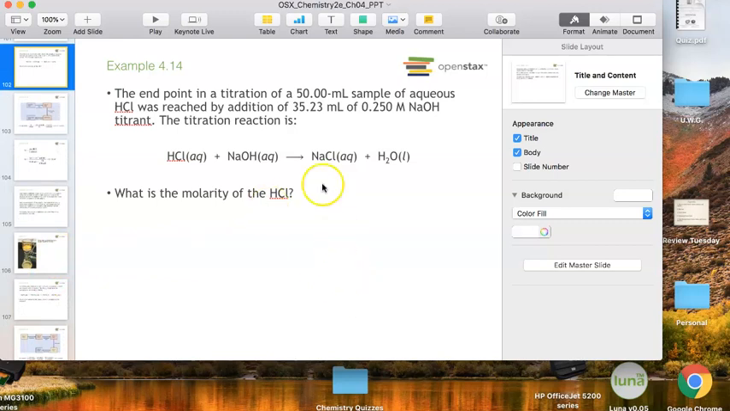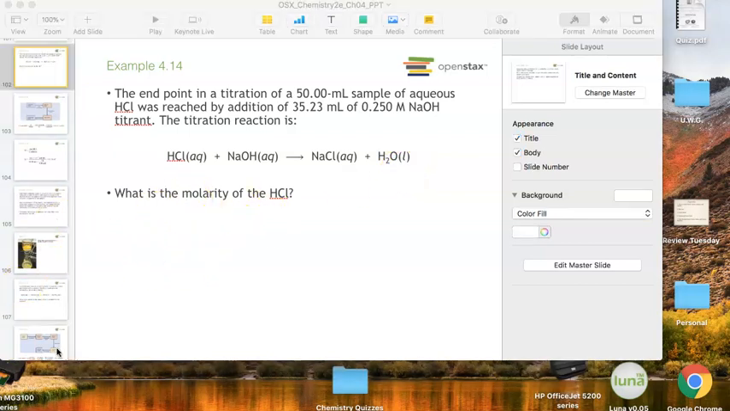It says the endpoint of the titration of a 50 mL sample of aqueous hydrochloric acid was reached by addition of 35.23 mL of 0.25 molar solution of sodium hydroxide titrant. The titrant reaction is, and they give this balanced chemical equation below here, hydrochloric acid reacting with sodium hydroxide yielding sodium chloride and water. What is the molarity of the hydrochloric acid?